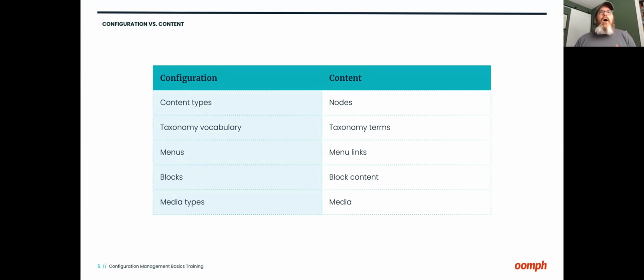So content types are configuration. The actual nodes, the content itself, is not. Taxonomy vocabularies is. Taxonomy terms are not. Menus are. Menu links are not. Blocks are. Block content, I know in your head you're like, blocks and block content, aren't those the same thing? Block content is not. Media types, kind of like content types, are. The media itself is not.